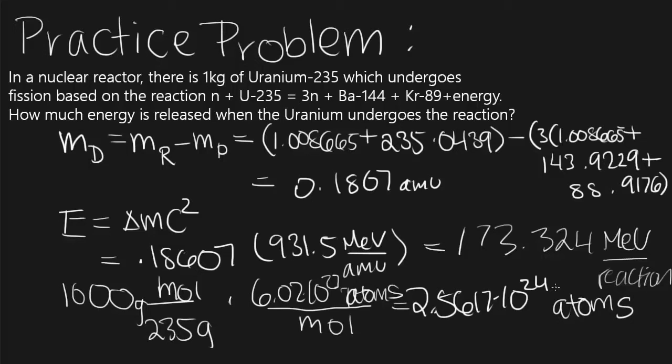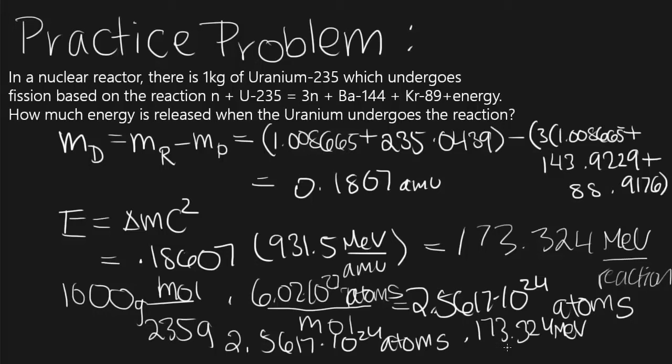From this we can use the amount of energy per reaction in order to calculate the amount of energy that's released in the reactor as a whole. With that, we can find that there are 2.5617 times 10 to the 24 atoms multiplied by 173.324 mega electron volts per atom, which gives us 4.44 times 10 to the 26 mega electron volts that are released in this reaction.